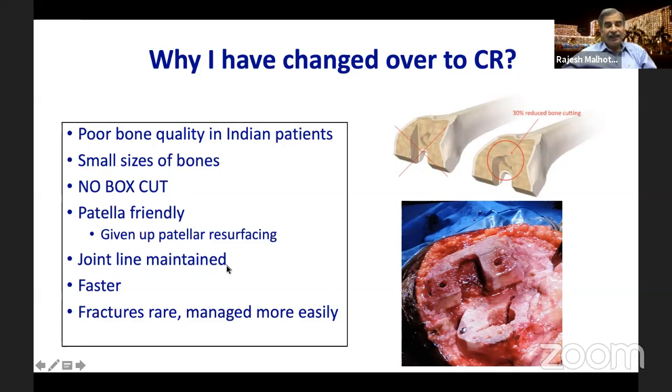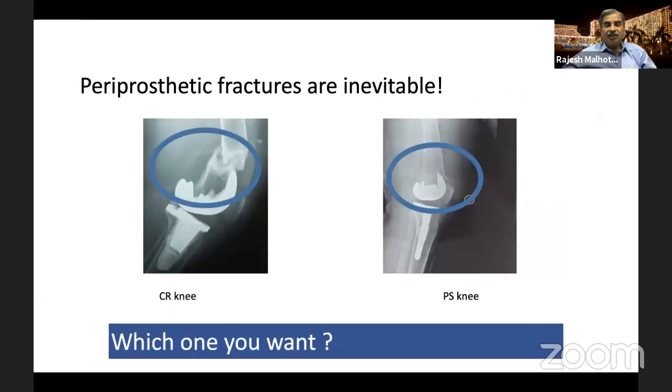The joint line is maintained. It's quicker, and because the patella has not been resurfaced, which I hardly ever need in these cases, I don't have a patellar clamp in place, so I can quickly close it. A lot of high volume surgeons do a CR knee without resurfacing the patella. The fractures are rare and managed more easily.